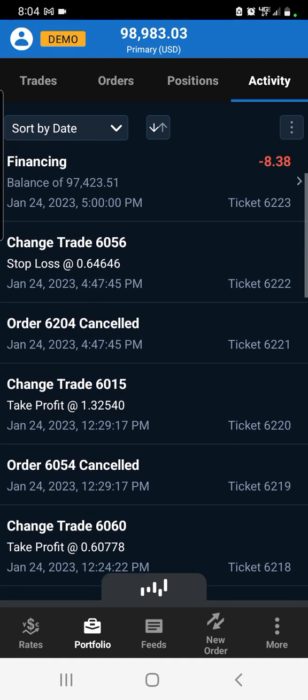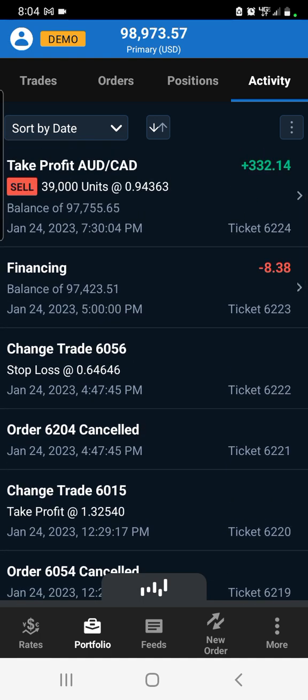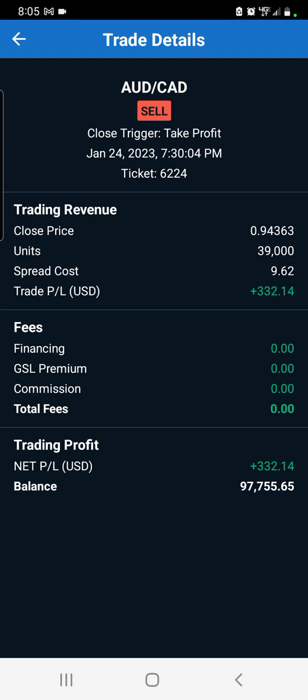Y'all can actually see that this is my account and that I actually did make a profit on this trade. Be it a demo trade or a live trade, it don't matter. It's a trade that was profitable itself. Okay, we got the trade details here. Let's see if it pops up. Come on. Let me go back. There we go.